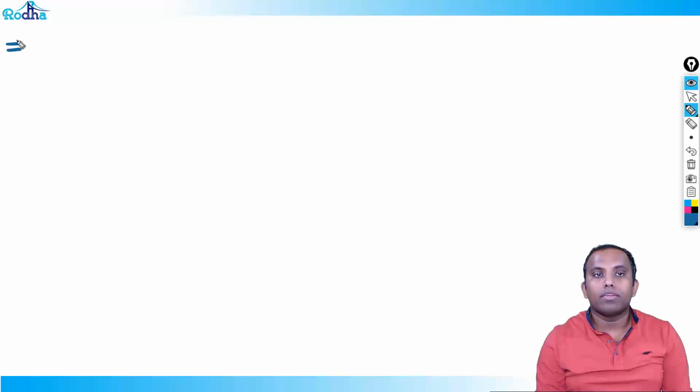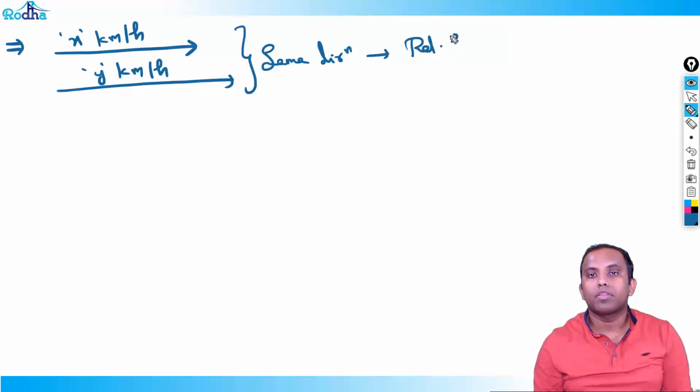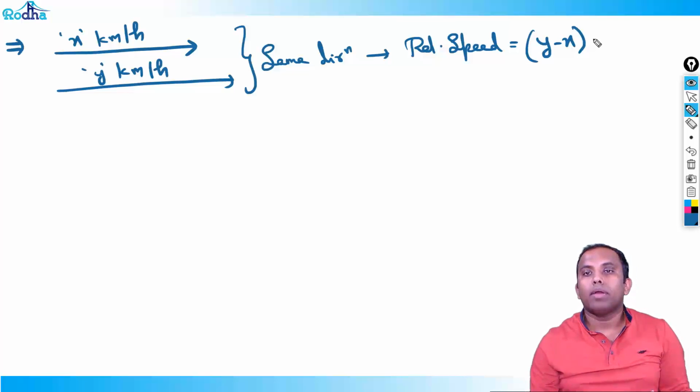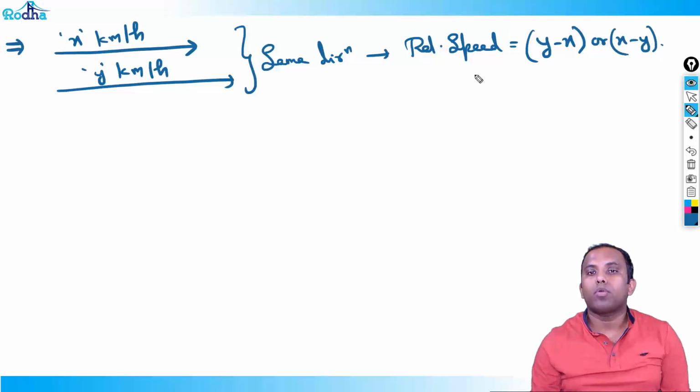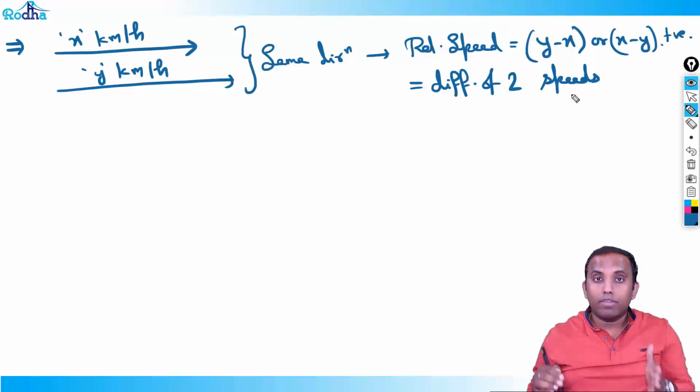So whenever you see two bodies, one moving at a speed of x km per hour and another moving at a speed of y km per hour, and both are moving in the same direction, the relative speed is y minus x or x minus y, whichever is positive. You have to take the positive value. That means the difference of the two speeds. So when two bodies are moving in the same direction, the relative speed is the difference of the two speeds.